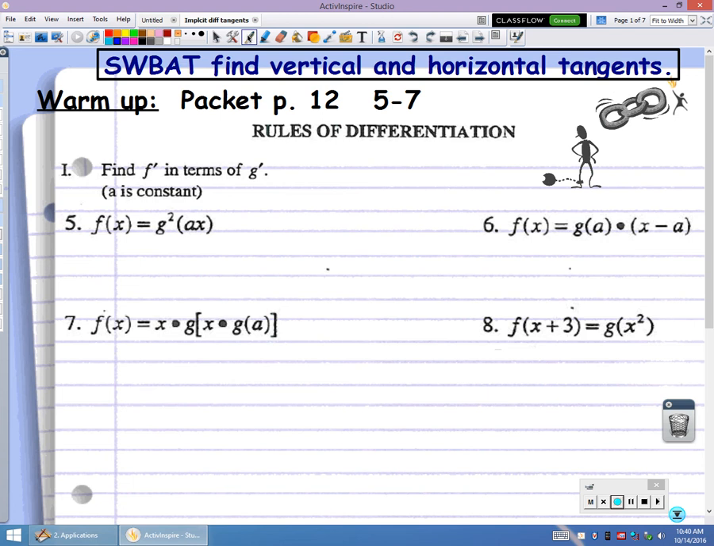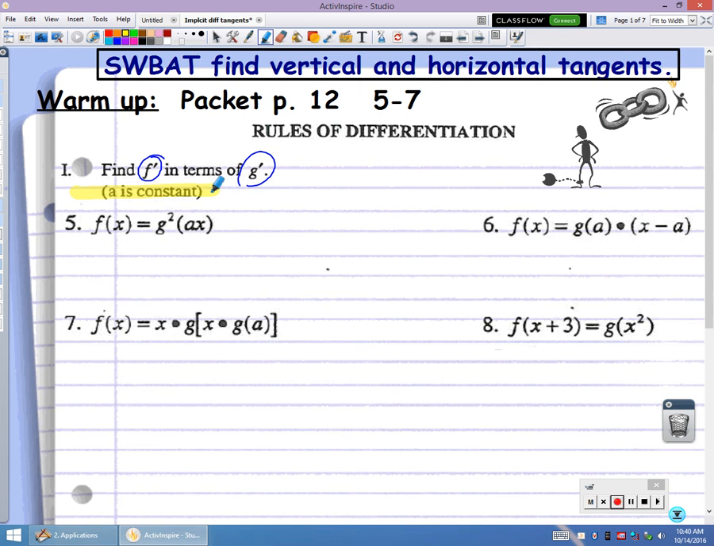So here we go. First thing you need to do in this warm-up, you can see that we're going to be using the chain rule, is to read the directions. We're finding the derivative of f prime in terms of g prime. And the really important part is they're telling you straight up that you need to treat a, every time you see the letter A, as a constant.